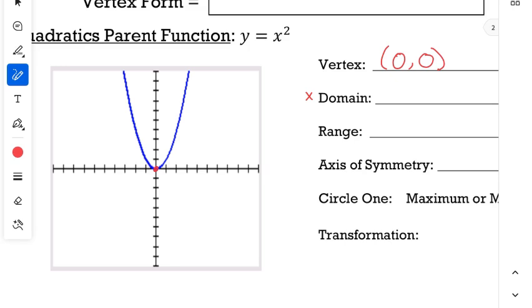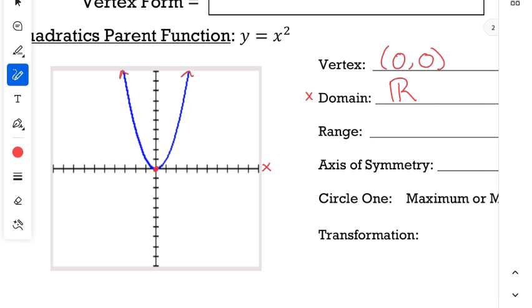Remember, domain is x. You look at your x-axis. Label your x-axis. X-axis goes from left to right. So this one goes on and on forever in both directions. So it's all real numbers. Left and right. There are arrows.